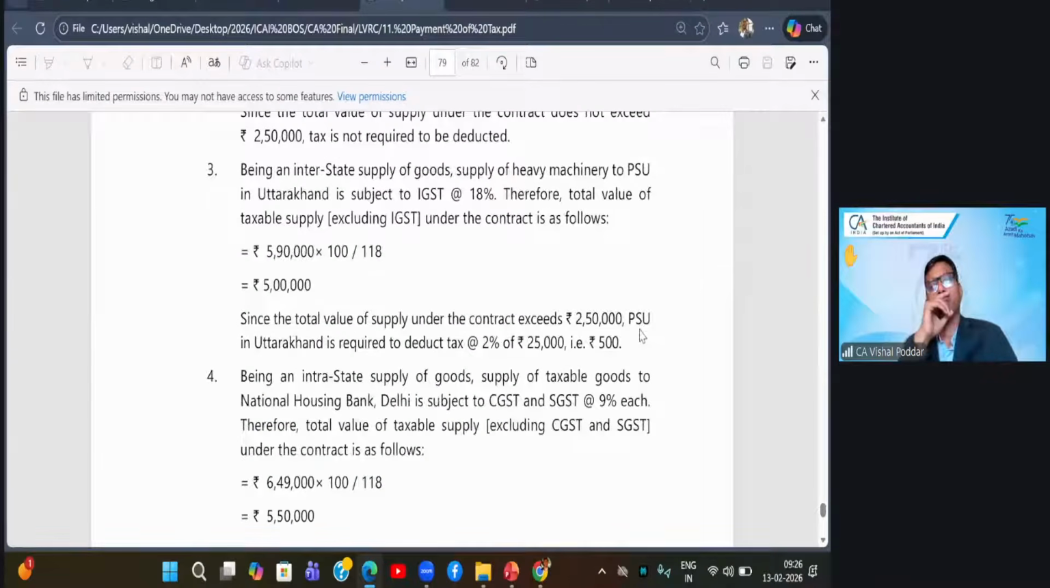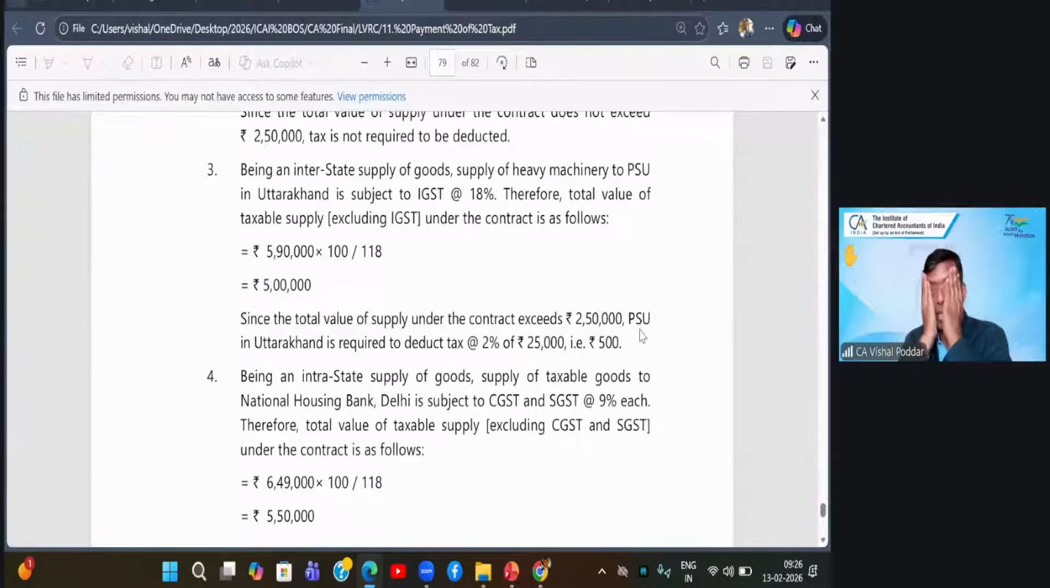Next. Being an interstate supply of goods, supply of heavy machinery to PSU in Uttarakhand is subject to IGST at the rate of 18%. Therefore, total value of taxable supply excluding IGST under the contract is as follows. It's 5 lakhs.